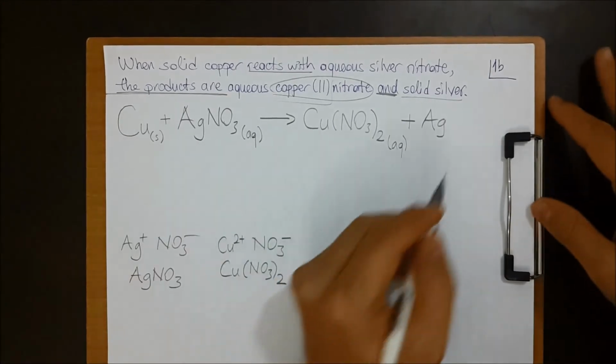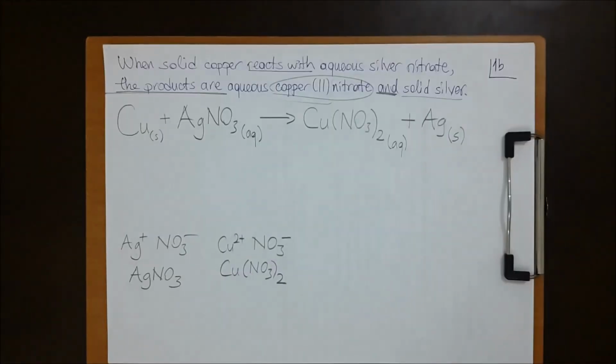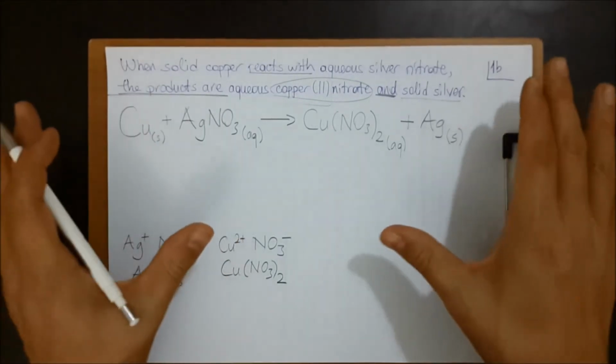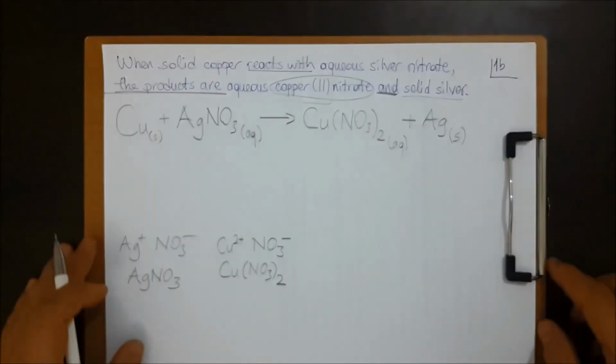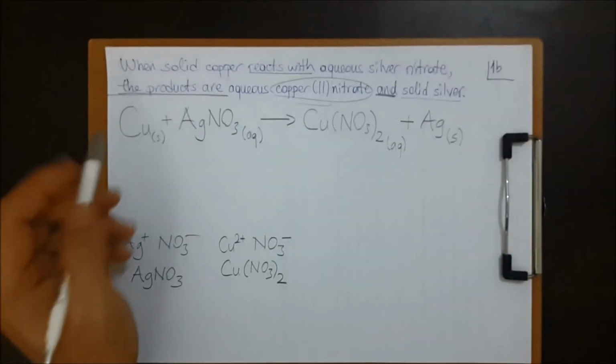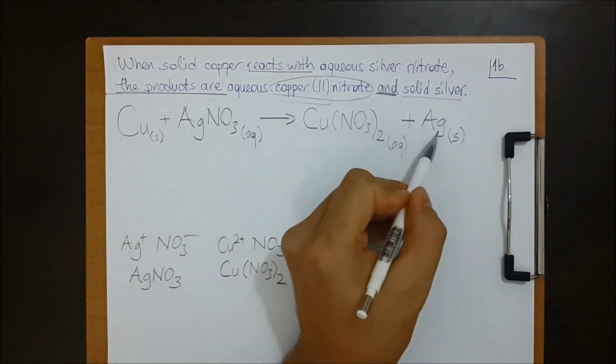There will be no charge in the chemical equation. Its state is solid. Okay. Now when I look at the formula equation, this is my formula equation for my chemical reaction. I see copper, copper, they are balanced. Silver, silver, they are balanced.